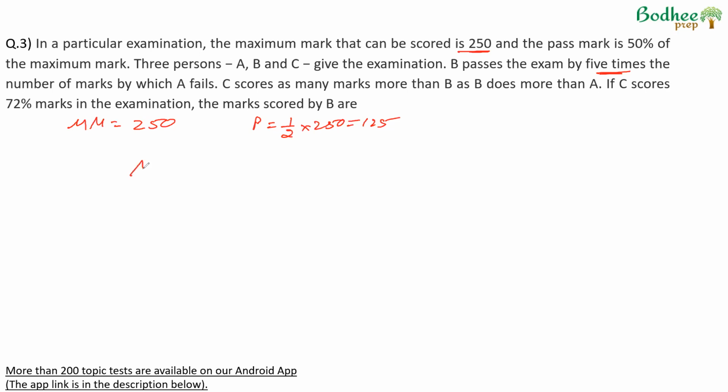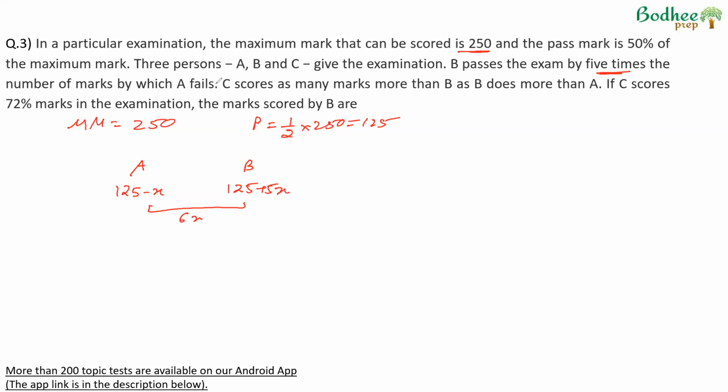Suppose A fails by x marks, so A is x less than 125. So 125 minus x. B will pass with 5 times the marks by which A has failed. So B will be 5x more than 125. The difference between their scores would be, this will be 5x, not x, sorry. The difference between their scores will be 5x and x, 6x.